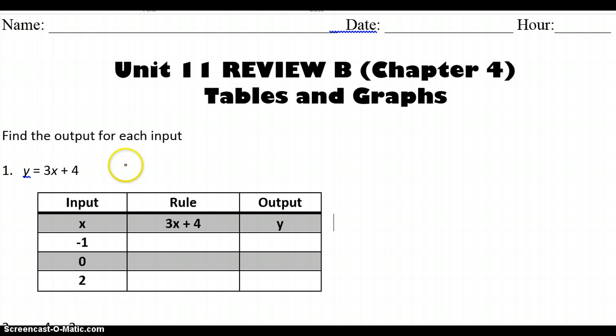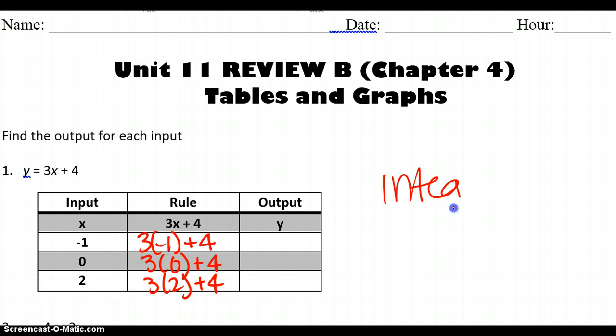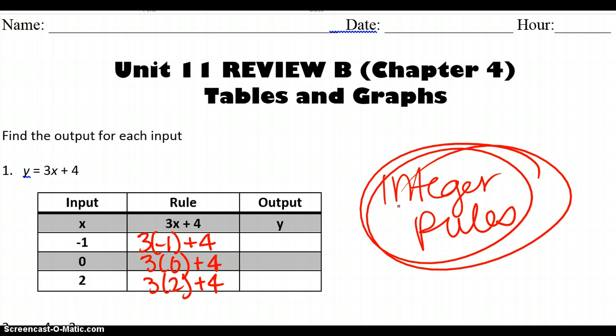So the first one, I need to find the output for each input. My inputs are given over here. My input is my x value. So as I'm plugging this in, I'm going to plug in -1 for x, 0 for x, and 2 for x. And the way I show this work is by plugging them all in. 3 times -1 plus 4, 3 times 0 plus 4, and 3 times 2 plus 4. This is the problem where your integer rules must be remembered, okay? Please, please, please study over your integer rules tonight, especially addition and subtraction integer rules.